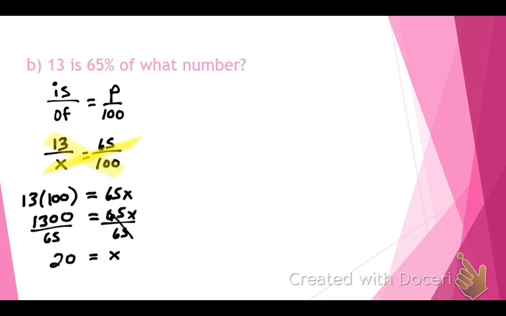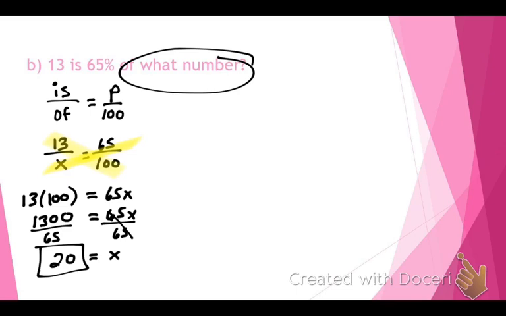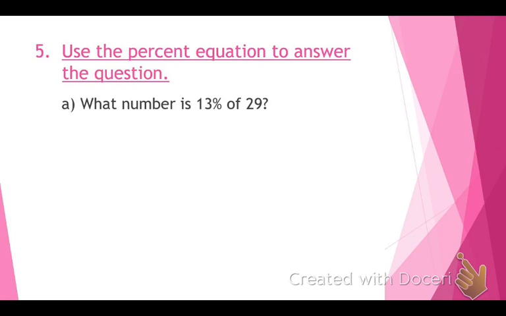Very good. So now I just go back where it says 13 is 65% of what number? I know I want it to be a number and I don't need to do anything to this. 20 is the correct answer. Great job. For this one, the difference is we are going to be using the percent equation instead of a proportion to answer it. Still, same idea. You can break it up by knowing what number is 13% of 29. What is the percent equation, guys?